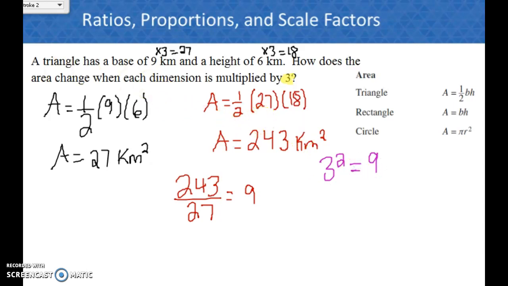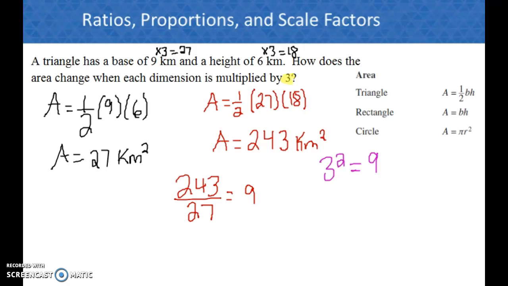And here's kind of a helpful way to remember this. If you think about when you multiply area, your units become units squared. And that's basically what you're doing to your scale factor. You're taking 3 and you're squaring it. And it becomes 9. So the original question says, how does the area change when each dimension is multiplied by 3? Well, the area becomes 9 times bigger. In other words, 3 squared times bigger. So you can take that scale factor and you can square it, and that tells you how many times bigger your area is going to be.